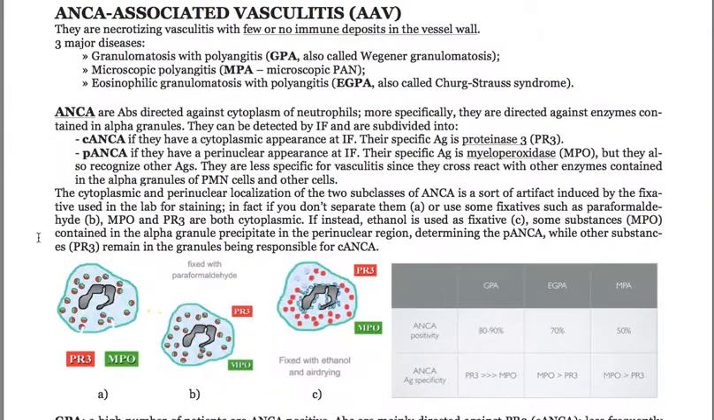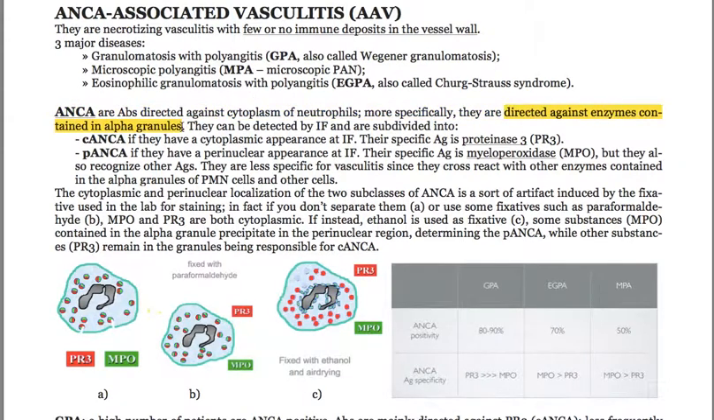So, ANCA-associated vasculitis. These are necrotizing vasculitides with few or no immune deposits in the vessel wall. The three major diseases are granulomatosis with polyangiitis, also called Wegener's granulomatosis, microscopic polyangiitis, and eosinophilic granulomatosis with polyangiitis, also called Churg-Strauss syndrome. ANCAs are autoantibodies directed against the cytoplasm of neutrophils. More specifically, they are directed against enzymes contained in alpha granules.